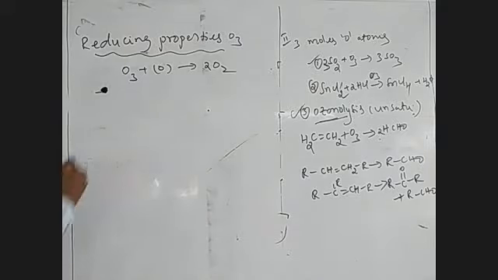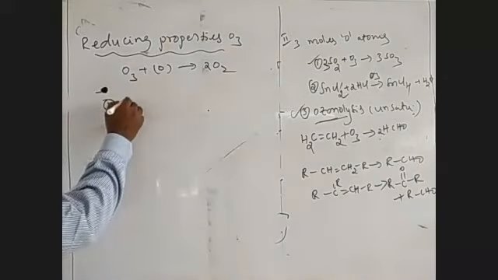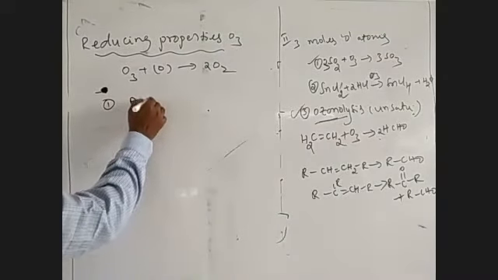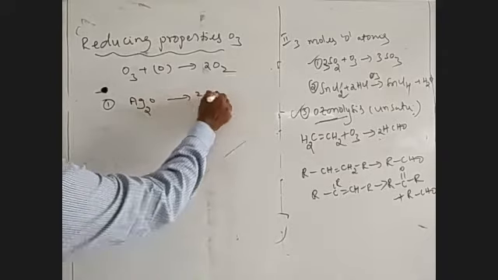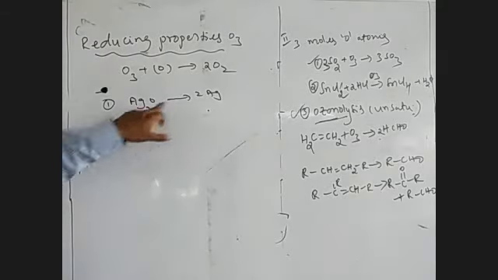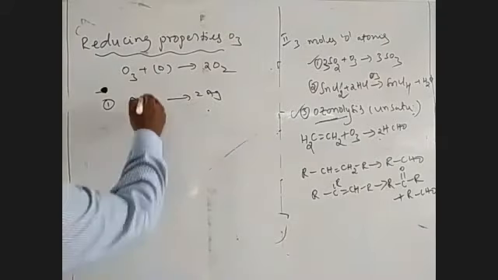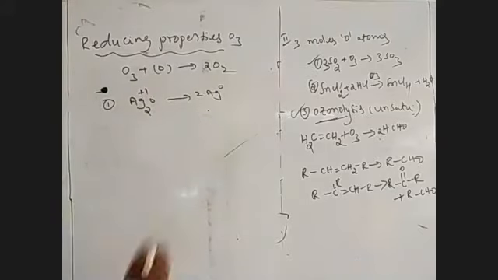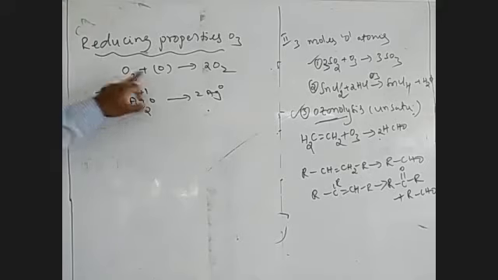The important reducing property of O3 is when Ag2O is reduced into Ag. This is also used for identification of ozone. Ag2O, silver oxide, is reduced into silver. The oxidation state of silver is +1 and changes into 0. The overall reaction is Ag2O + O3 gives 2Ag + 2O2.